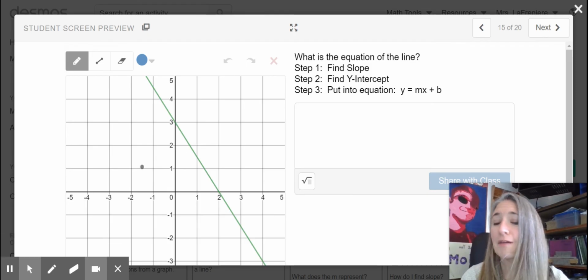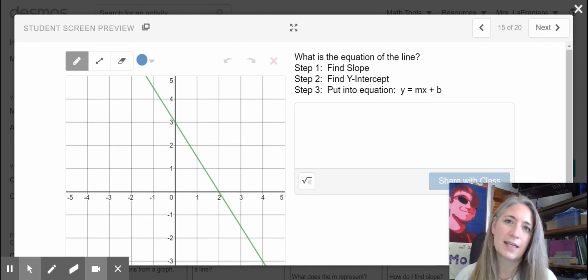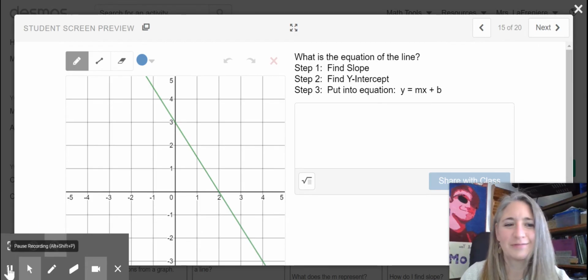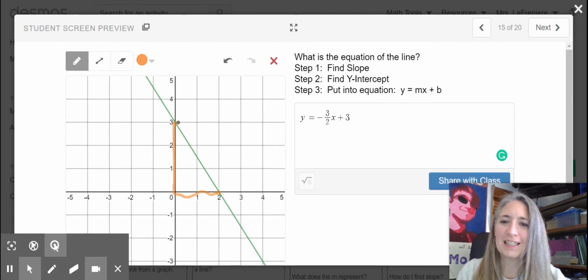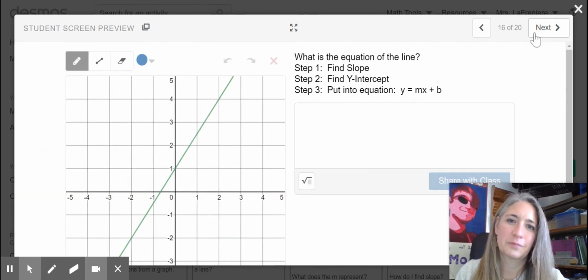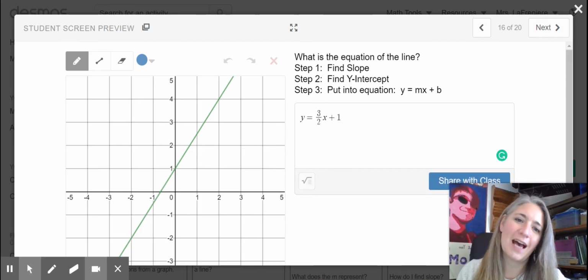Notice this one, I don't have the dots. That's sort of where we need to start working on ones that don't have the dots on them already. So try adding in your own dots and finding the equation. I put my 2 dots here and here. Again, slope was -3 over 2, x, and then my y-intercept was 3. This one was y equals 3/2 x plus 1.